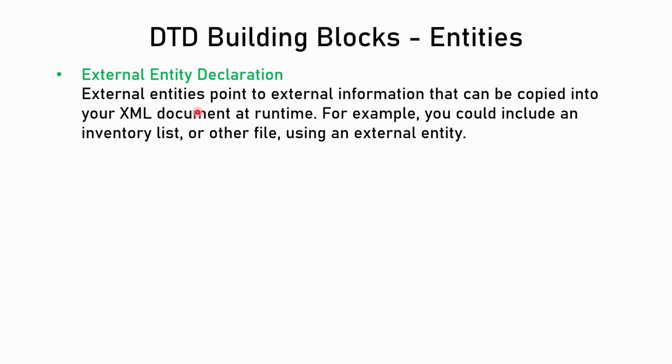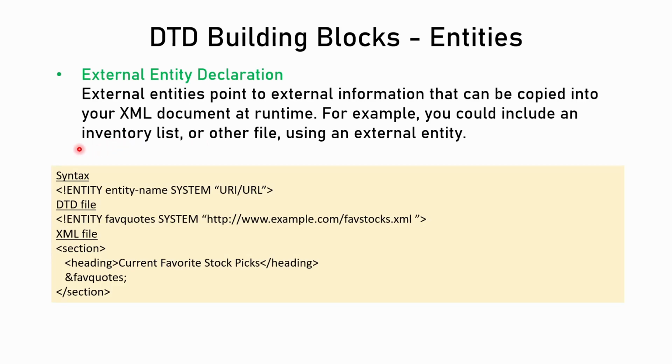Now we move on to external entities. External entities point to external information that can be copied into your XML document at runtime. For example, you could include an inventory list or other file using an external entity. The way you define external entities in your DTD files is very simple. You use the entity keyword followed by the name of the entity, followed by the system keyword, and finally, you mention the URI or URL that points to that external file. In this case, using the system keyword basically indicates that this entity is actually referencing some external file that is located on a server or somewhere else.